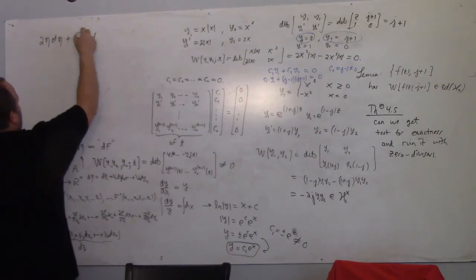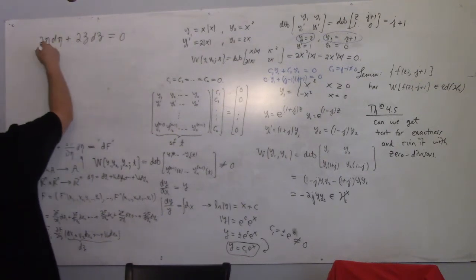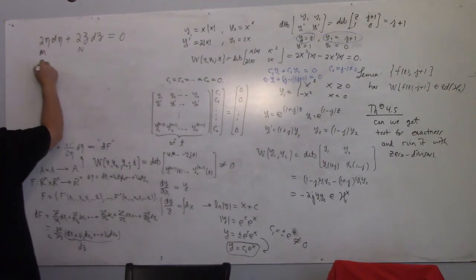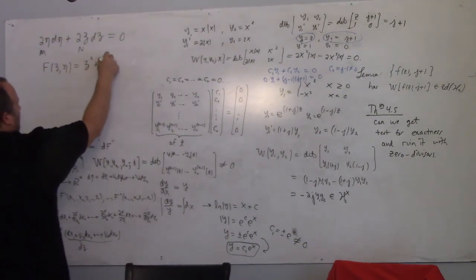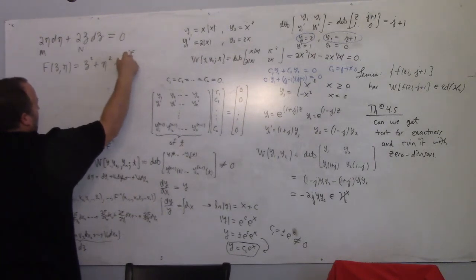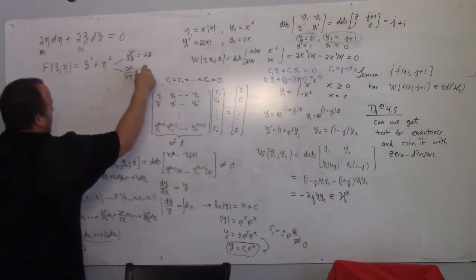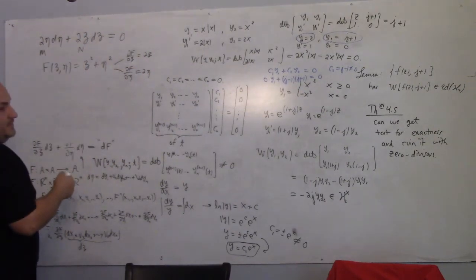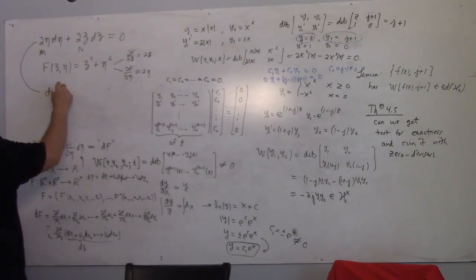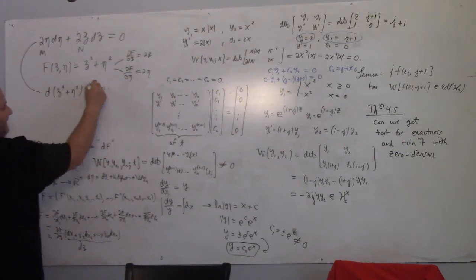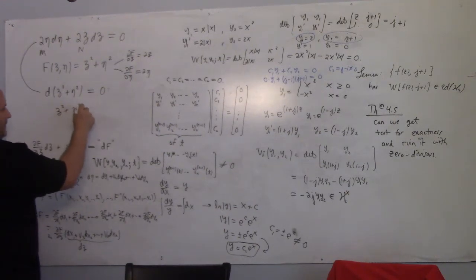So this is my differential equation. Here's my m, here's my n, and the claim is f of zeta and eta equal to zeta squared plus eta squared does nicely because partial f partial zeta is 2 zeta, and partial f partial eta is 2 eta. So as you can see, bam. This is the differential of zeta squared plus eta squared. And what's the solution to this? Well, it's just zeta squared plus eta squared equal to a constant.